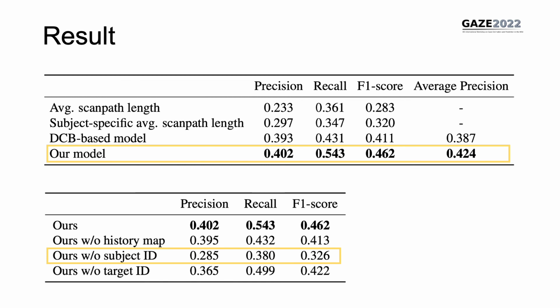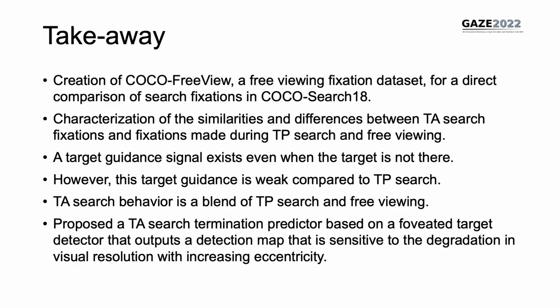This result suggested that different searchers may employ different stopping criteria, and knowing the searcher's identity helped most to predict the termination of a search. In summary, we created COCO Freeview, a free viewing fixation dataset for a direct comparison to COCO Search 18. We then characterized the similarities and differences between TA, TP, and free viewing fixations, and showed that a target guidance signal exists even when the target is not there. But this guidance is weak compared to TP search.